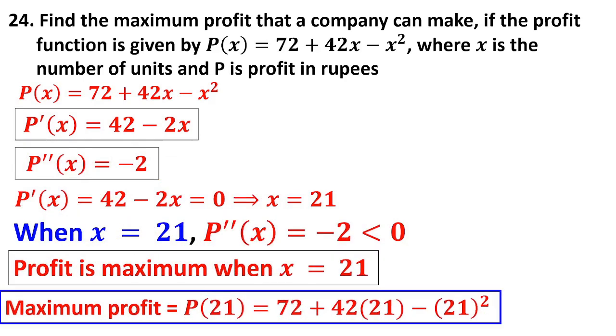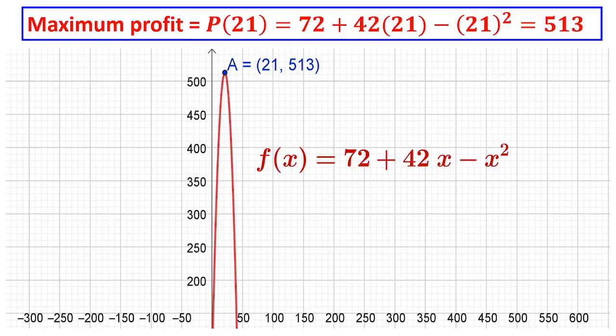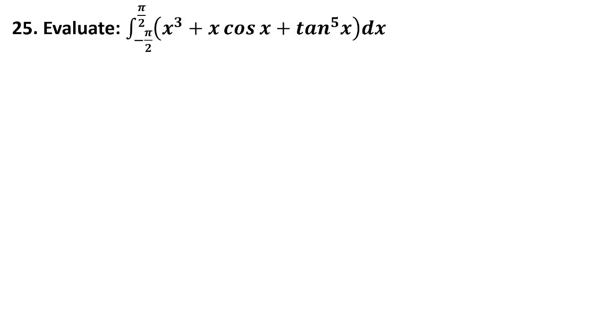Now they want the maximum profit. It will be P of 21: 72 plus 42 into 21 minus 21 square. The answer is 513. Now you are shown the graph also. The maximum profit for the function is attained at 513, at 21, 513.